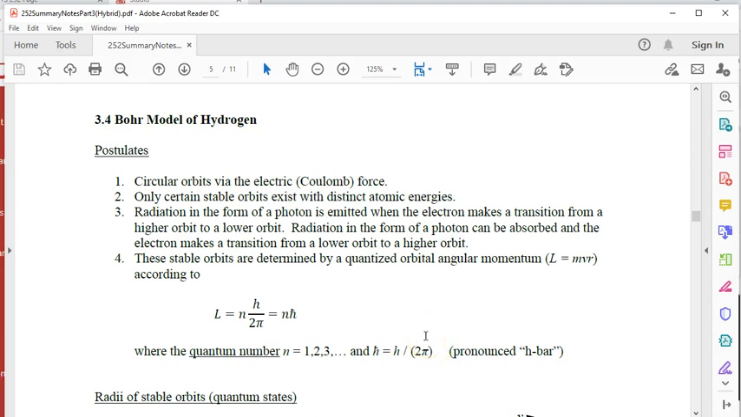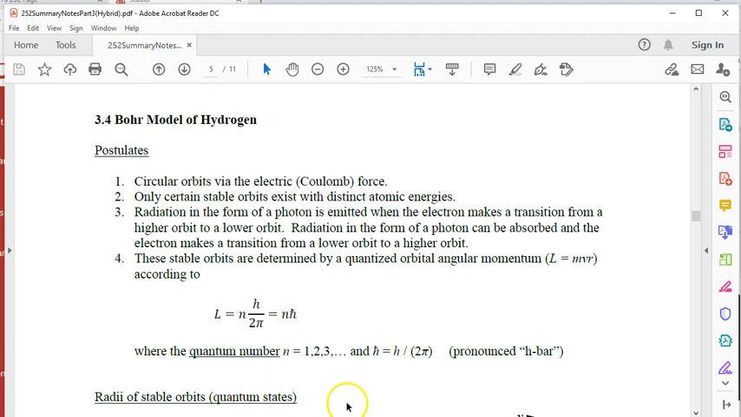Hello everybody, welcome to the first video dealing with the Bohr model of the hydrogen atom. I'm looking at the summary notes where we list the so-called four postulates that Bohr made when he modeled the hydrogen atom. But before we look at these, I want to talk a little bit about the history of atomic models to set the stage.